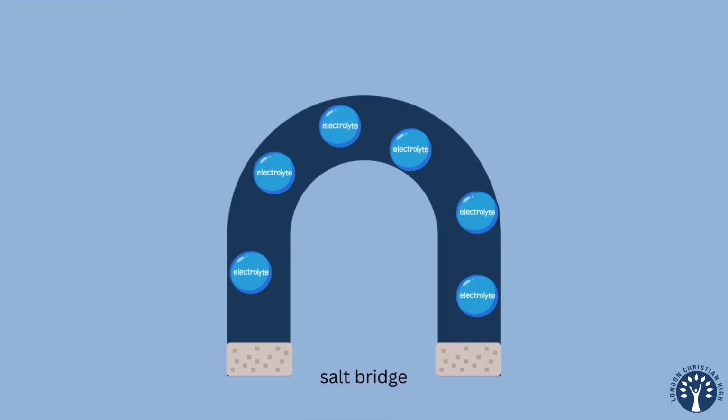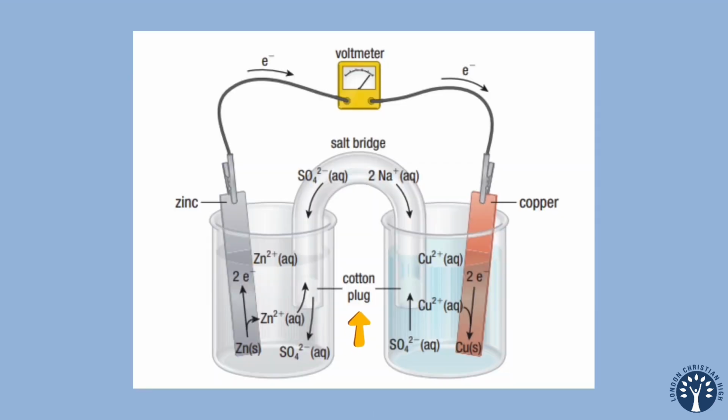Introducing the salt bridge. A salt bridge is a U-shaped tube that is filled with non-reactive electrolyte. The electrolyte inside the salt bridge is usually sodium sulfate gel, because sodium ions and sulfate ions don't react with any ions in the solution. The ends of the tube are plugged with cotton balls. The cotton plugs prevent the solution from falling out of the tube.